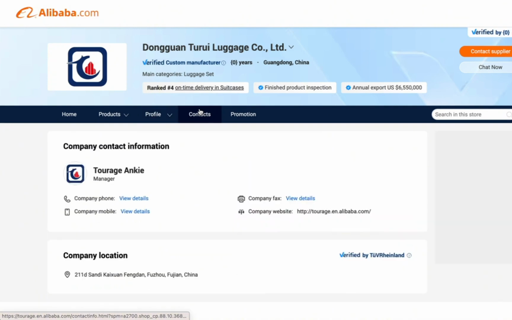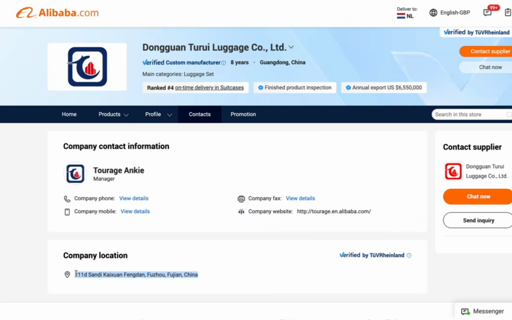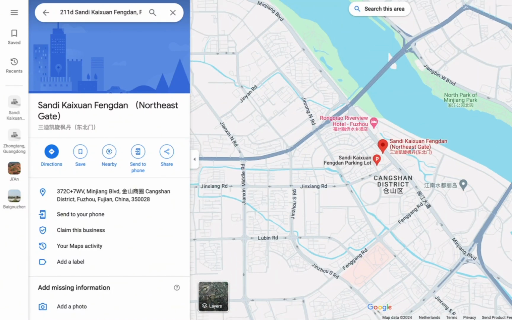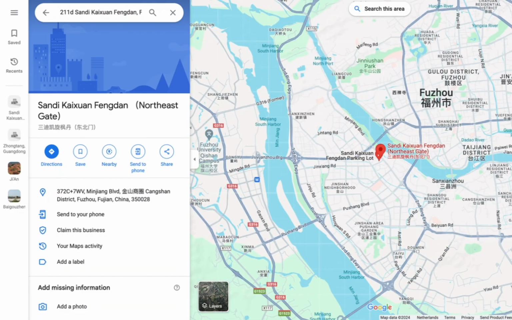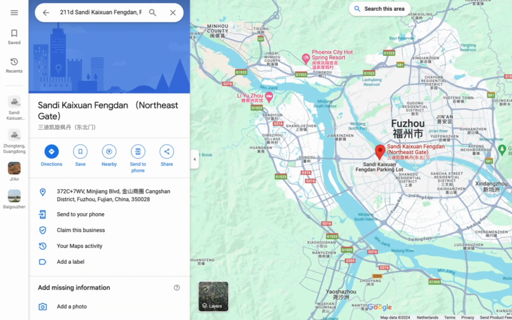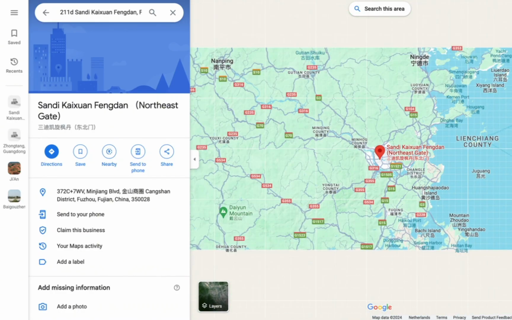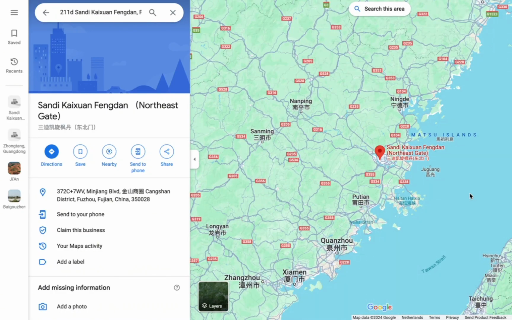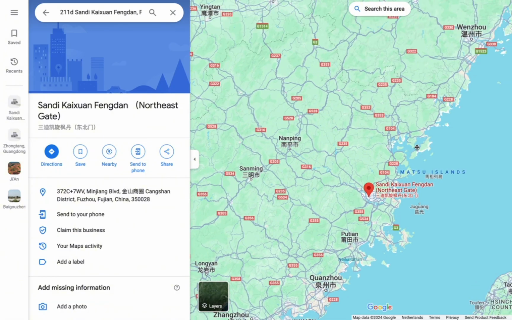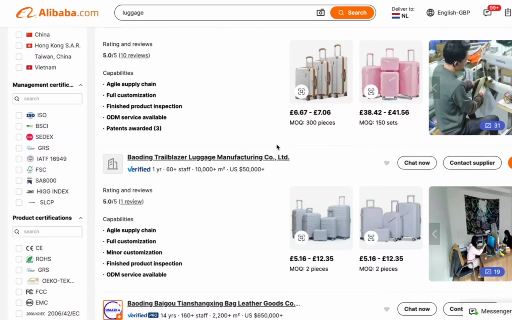Let's check their location. We see that they are based in Fuzhou. This region is not typically known for the production of plastic goods. However, in China, this is quite normal to find factories located outside of the provinces or regions traditionally associated with a specific industry with a specific niche. Let's move on in our search.